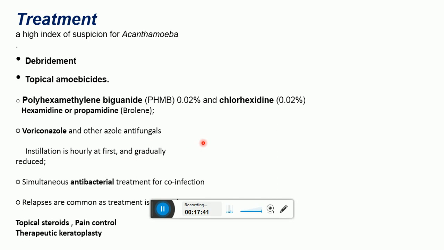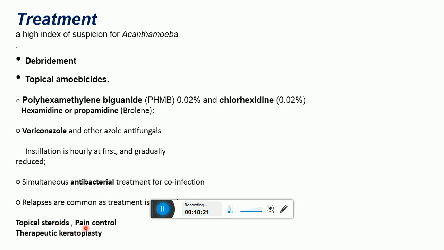Simultaneous antibacterial treatment for co-infection may be considered if the clinical picture suggests this. Relapses are common. As treatment is tapered, it may be necessary to continue treatment for many months. Topical steroids should be avoided if possible. Low-dose therapy delayed for at least 2 weeks after starting anti-amoebic treatment may be useful for persistent inflammation. Anti-amoebic treatment should be continued for several weeks after steroids.